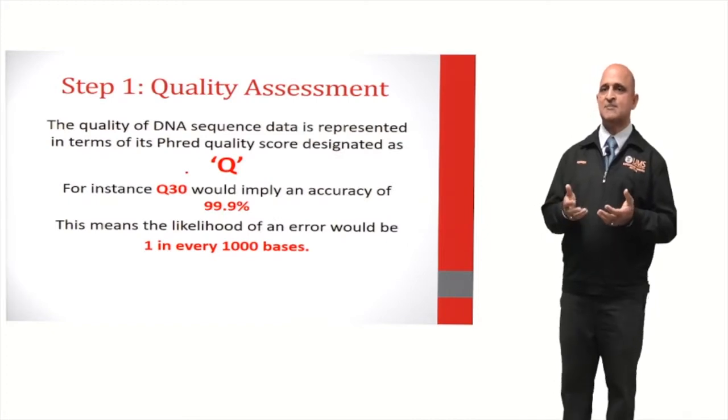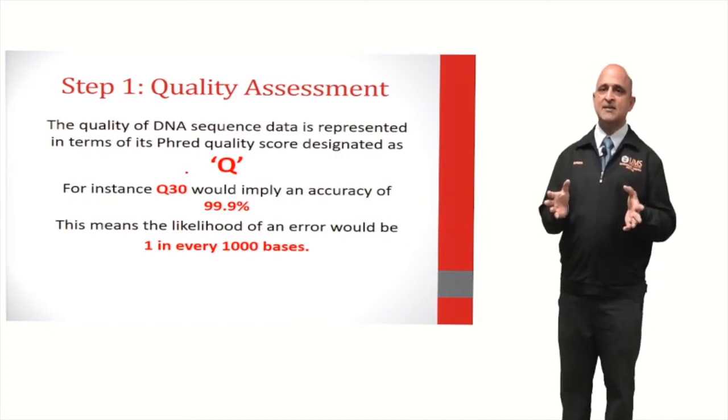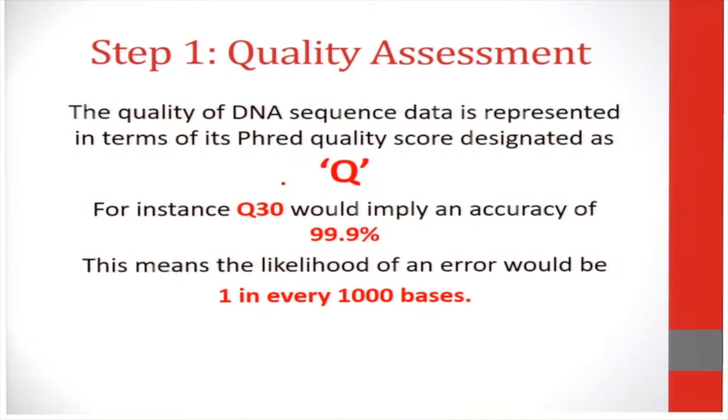Let's go through the steps involved in DNA assembly. So the first step involves quality assessment. Quality is determined by the Phred quality score, which is designated as Q. In order for a sequence to be assembled, the quality score should be in the range of Q30 to Q50.